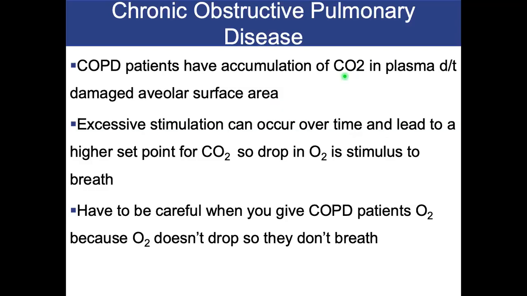As CO2 slowly increases, it's not going to trigger the respiratory centers, or your chemoreceptors don't respond to that. Chemoreceptors respond to a drop in CO2 or an increase in CO2 relatively quickly. So what happens? Those chemoreceptors have a higher set point for CO2, right? Our set point in a healthy individual is much lower than someone who has chronic obstructive pulmonary disease. So their set point for CO2 is higher.